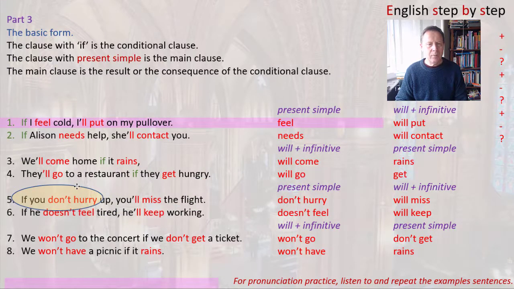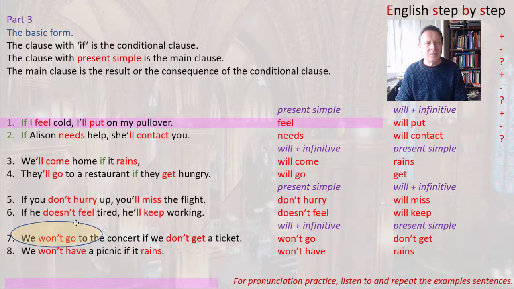Next example, number 5. If you don't hurry up, you'll miss the flight. So there you have present simple negative and then will miss. So there you have present simple, will plus infinitive, don't hurry, will miss. Next example, if he doesn't feel tired, he'll keep working. Negative present simple and will keep.